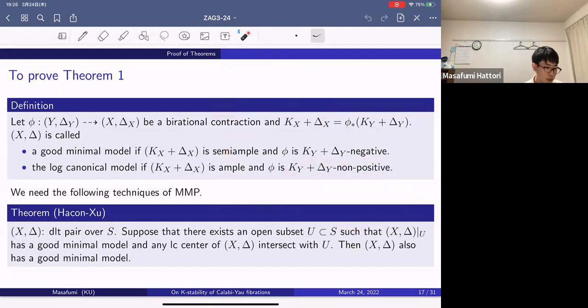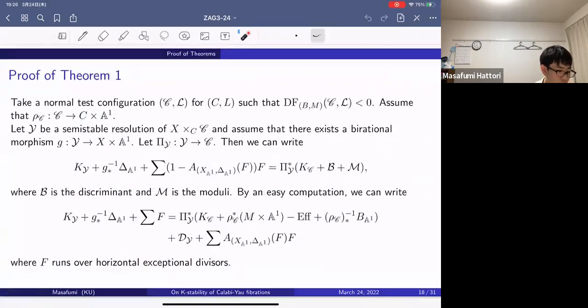And so to prove our main theorem 1, we need the following technique of the minimal model program proved by Hashizume. So let (X, Delta) be a DLT pair over a normal variety S. Suppose there is an open subset U such that the restriction of (X, Delta) to U has a good minimal model, and any log canonical center of (X, Delta) intersects with U. Then (X, Delta) also has a good minimal model.